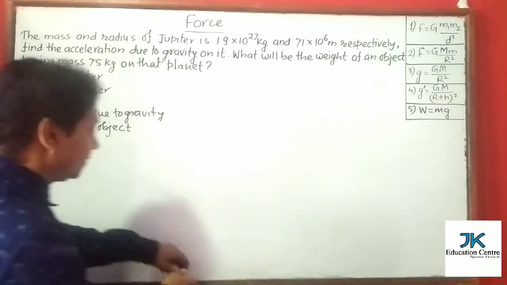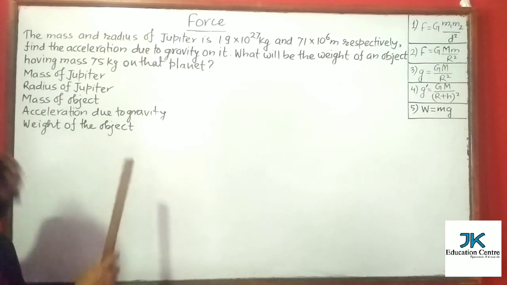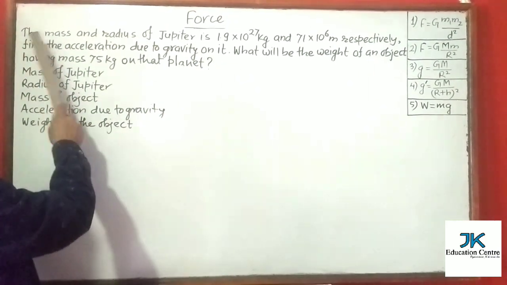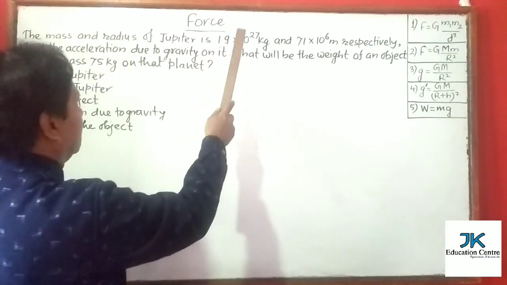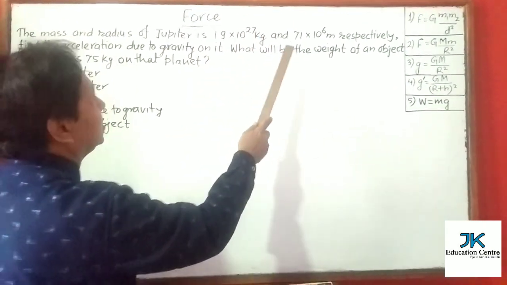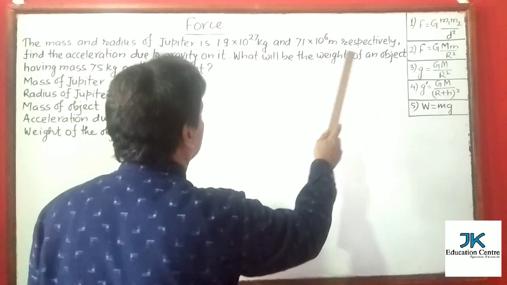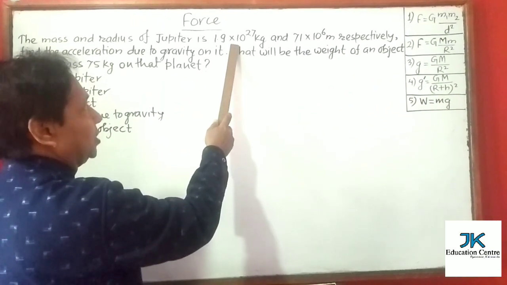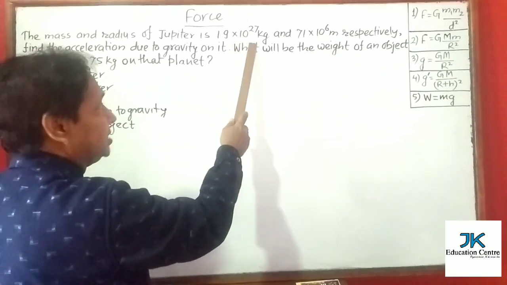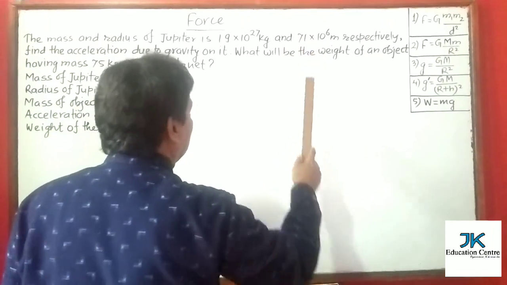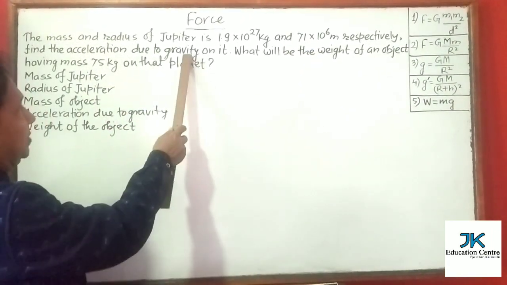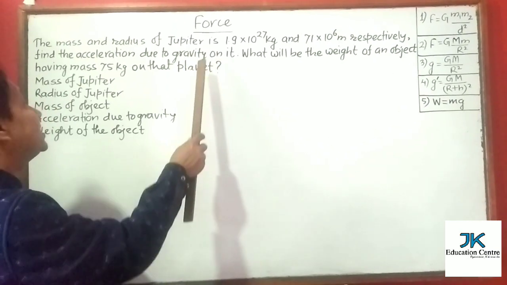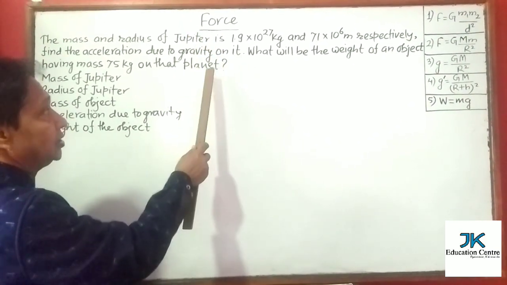Look at this problem. This is related with the planet Jupiter. The mass and radius of Jupiter is 1.9 into 10 to the power 27 kg and 71 into 10 to the power 6 meter respectively. Mass is 1.9 into 10 to the power 27 kg and radius is 71 into 10 to the power 6 meter. Find the acceleration due to gravity. Acceleration due to gravity symbol is small g. We are going to find out small g.